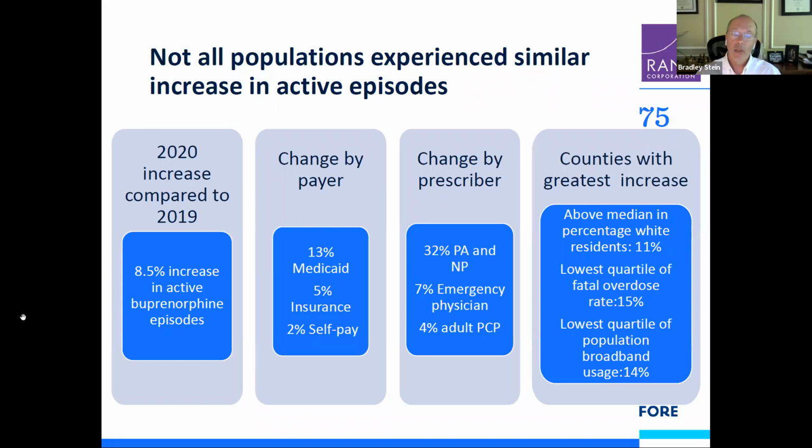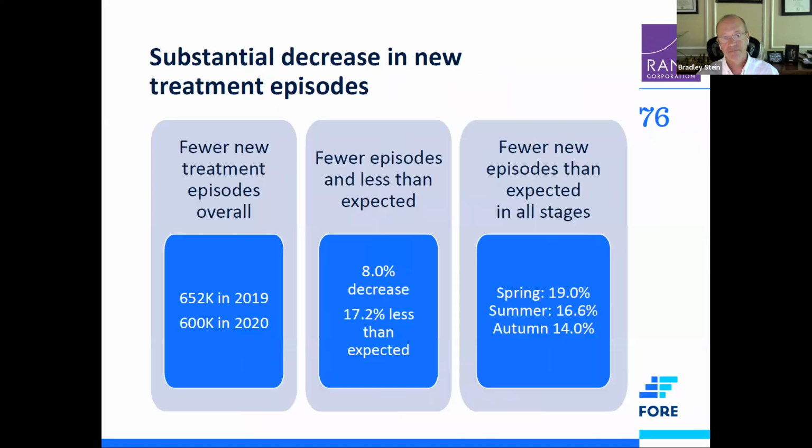So now let me turn from county characteristics and look at episode starting and episode ending. Next slide, please. All right, so as we look at people starting treatment, we actually saw that there was a substantial decrease, almost 50,000 fewer new treatment episodes during 2020 than 2019 in that March to December period.